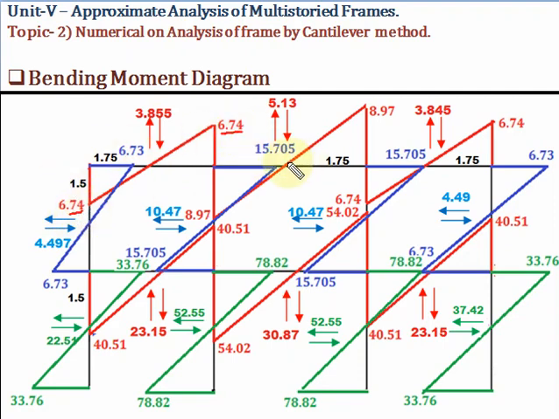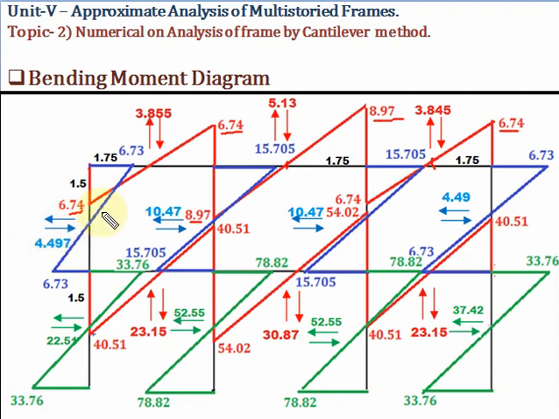Okay, now here, what is the node number 2? Vertical force V2. So 5.13 into 1.75. So we'll get the value of 8.97. Okay, now this is node number 3. What is V3? 3.845 multiplied by 1.75. So we'll get what? 6.74.